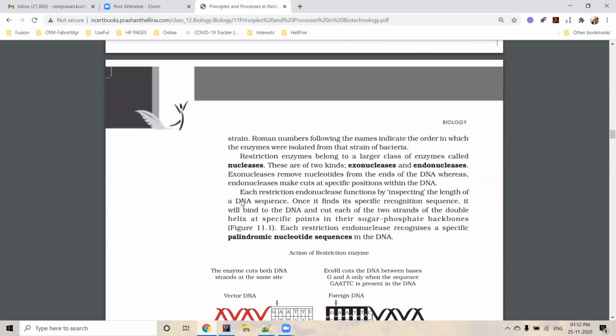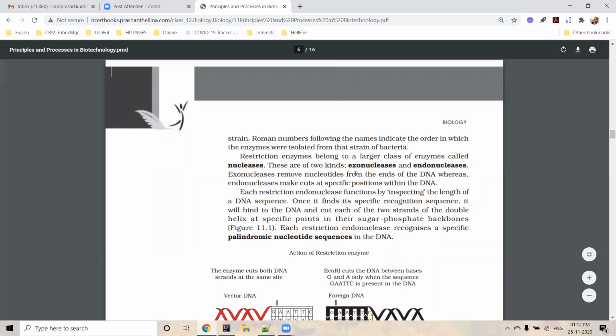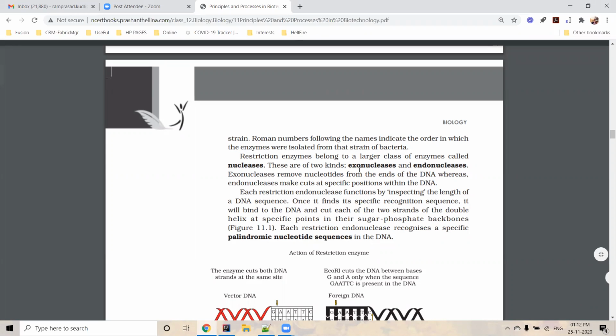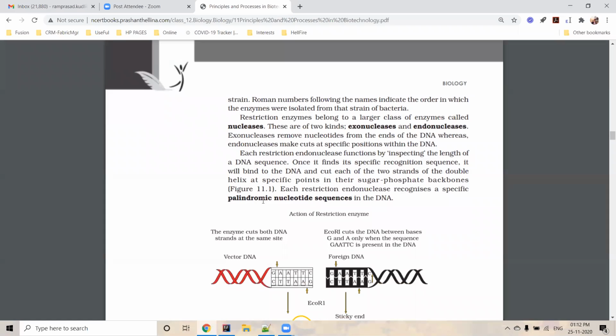There are two types. One is exo and one is endo. What is exo? The name itself indicates it. Exo removes nucleotides from the ends of the DNA, whereas endo makes a cut at a specific position within the DNA. These enzymes require a particular sequence. They recognize only a particular sequence. That sequence, we call a palindromic nucleotide sequence.